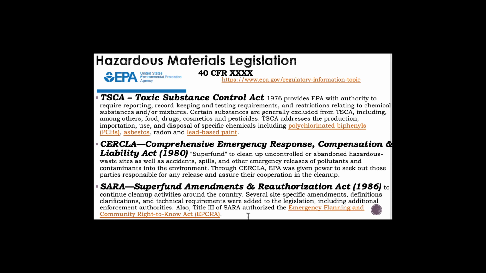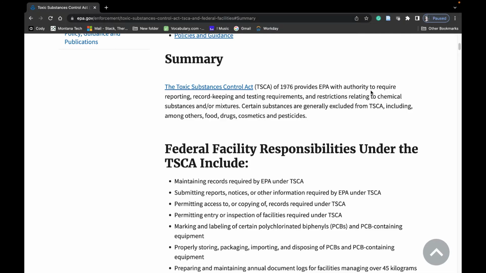So just looking further down the road, let's not forget that Title III of SARA is Emergency Planning and Community Right to Know. The Toxic Substances Control Act of 1976 provides authority to EPA to require the reporting, tracking, record-keeping, testing, as well as to impose restrictions on certain substances that are considered dangerous to health or the environment.